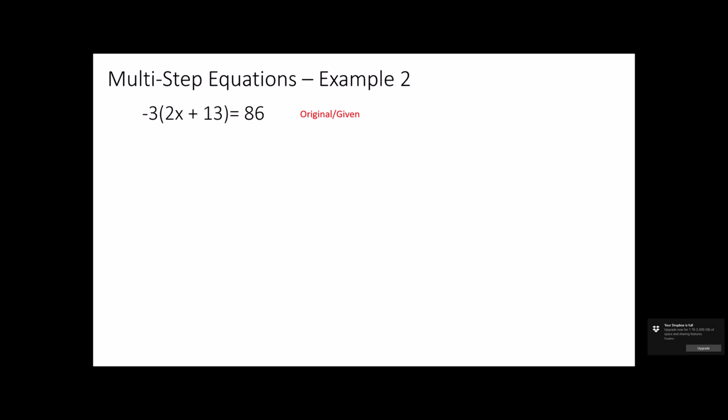That's my original problem. Since I have -3 groups and each group has a 2x and a 13 in it, I'm going to distribute that -3 to both. Distributive property. I do a little bit of computation there to simplify that, and now it's in that familiar two-step equation form. Once that happens, as soon as I recognize that, it's very easy for me.